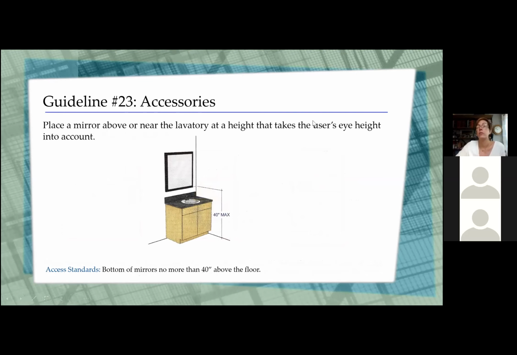Accessories. We want to make sure that you've got a mirror or a medicine cabinet above or next to the lavatory. We want to make sure that you've taken the user's eye height into account. Usually we like to start the bottom at about 40 inches, but all of that depends on the height of the mirror. If you've got somebody that's really tall, you either have to make sure you've got a taller mirror or you start the bottom taller. The 40 inches is mainly for access standards, for somebody in a chair to be able to see themselves.